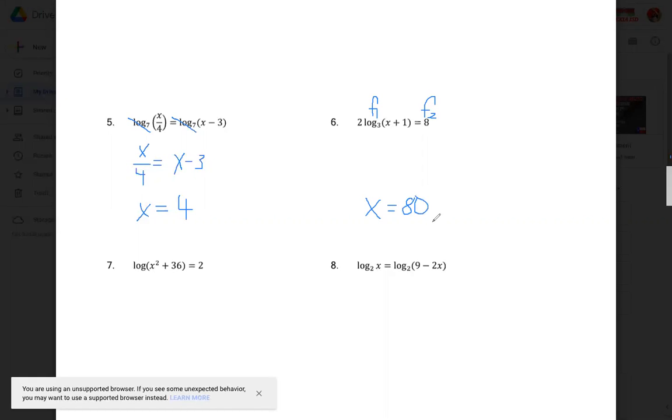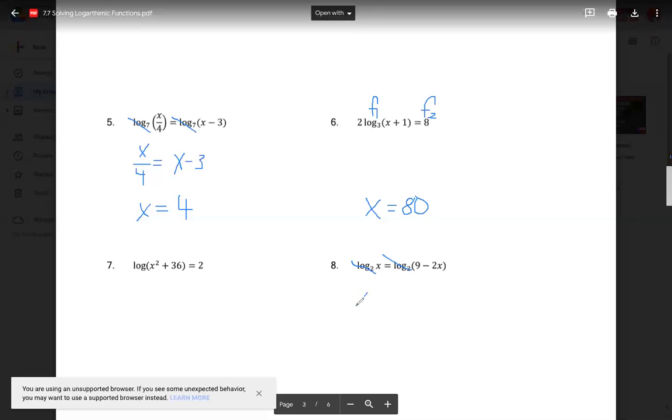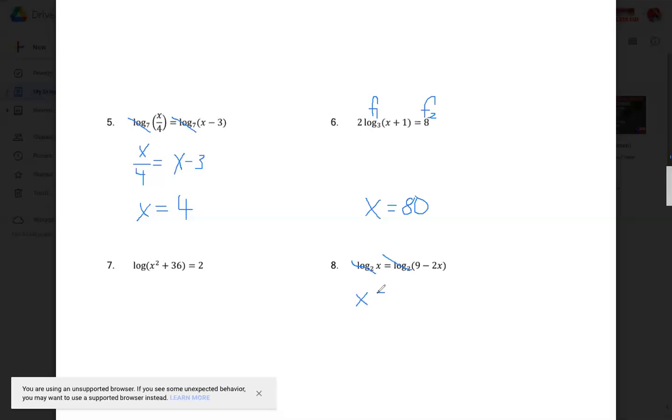All right. And I think the last one I got you guys to do is number 8. Again, log 2 right here. And if you can't solve this by hand, function 1, function 2 it, and then x is equal to 3 would be your final.